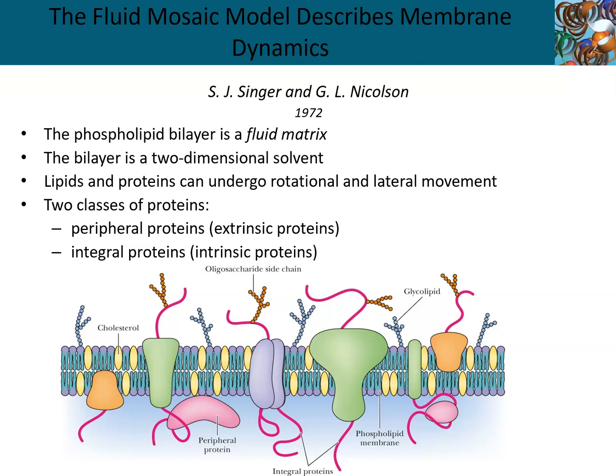Within this model of the fluid mosaic model, there are two general classes of proteins. There's the peripheral protein and the integral protein. And the peripheral proteins are ones that associate with the membrane, on the surface, through weak interactions typically. And you have the integral proteins, which are physically integrated into the membrane. And they don't necessarily often span the membrane, but they frequently do.